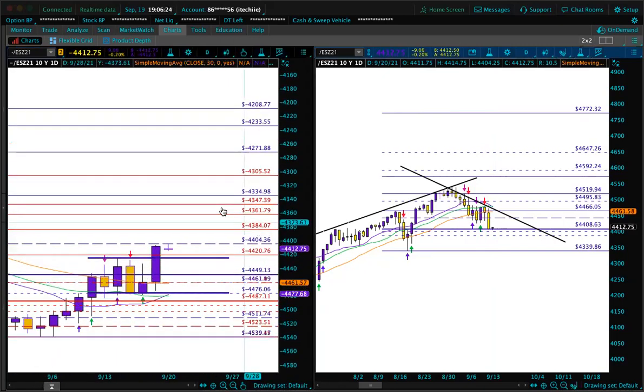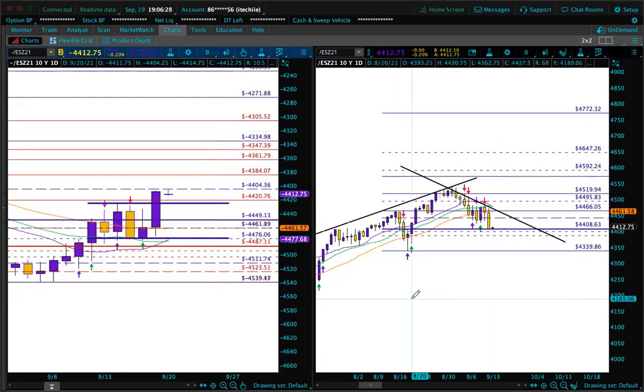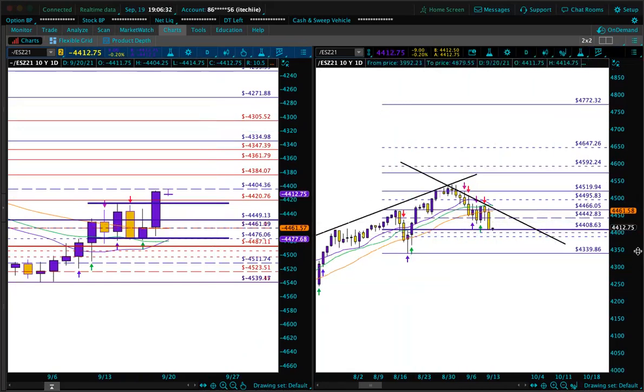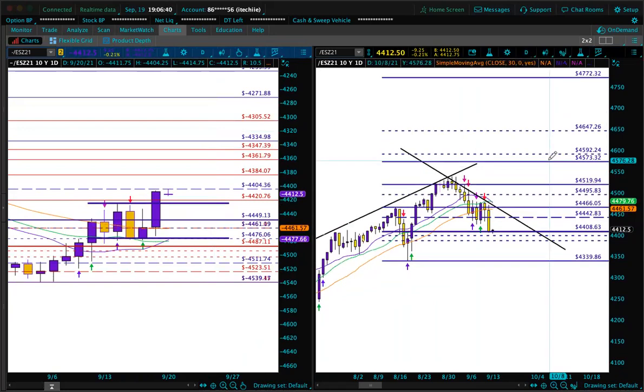Your left side looks bullish. Your right side looks bearish. And in this case, what would happen is we'll get a bounce. And if we do bounce, we go back to 44.50. Right there, we get a rejection around 4442.83. If that level gets rejected again, we get a downside break of 4408.63.